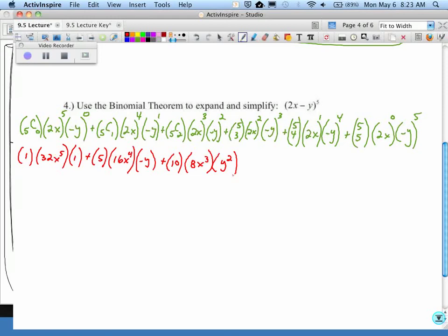What's 5C3? It would be 10 again, like we talked about. 2x squared is 4x squared. Negative y cubed is negative y cubed. 5C4 is 5. Oh, 5. 2x, positive y to the fourth. And then 1, 1, negative y to the fifth. So that's kind of crazy.